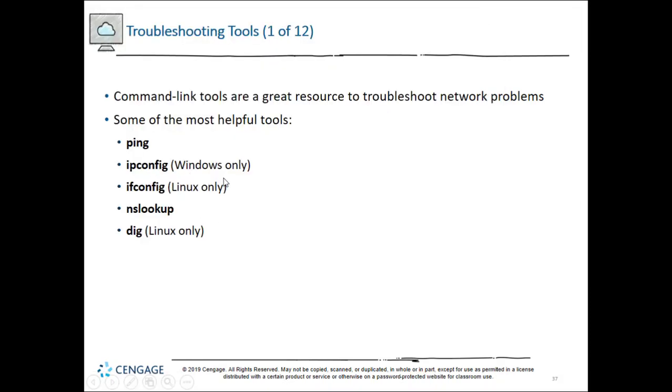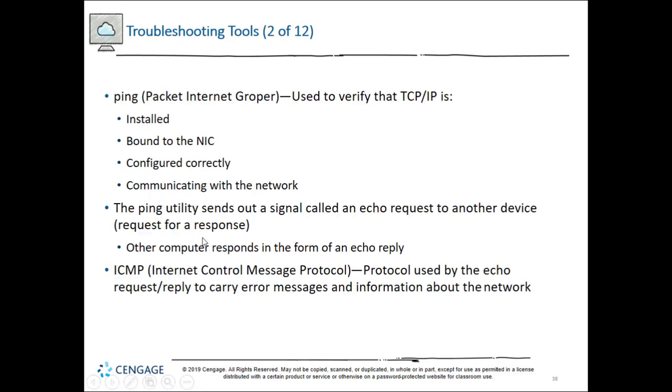The IP config we talked about earlier was for Windows. IF config is for your Linux. NS lookup is to find out where a DNS item is being resolved and who the authoritative servers are. And you use the same thing if you're doing Linux. ICMP is the protocol that you are seeing when you see your replies back.